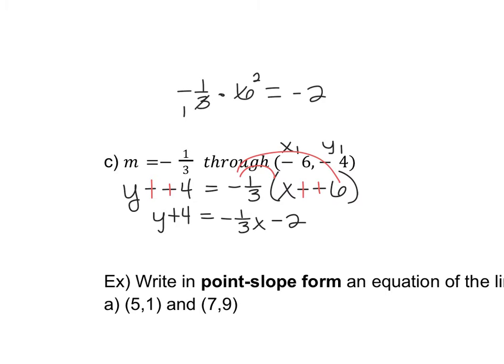All right, we're almost done. The y is almost by itself. We just need to subtract 4 from both sides. So I have y equals negative 1/3 x minus 2, or negative 2 minus 4 would be negative 6. We did it.